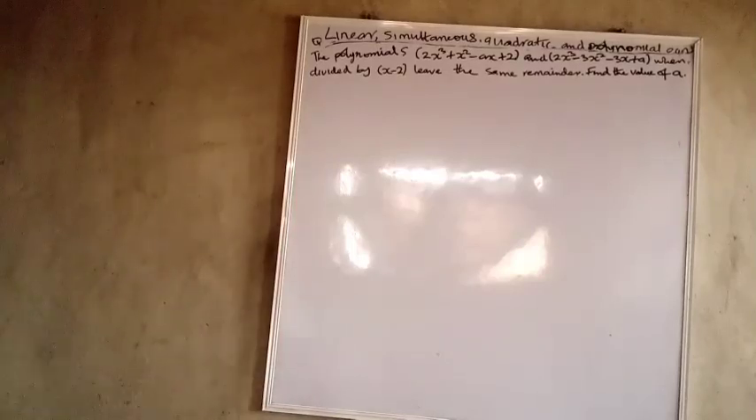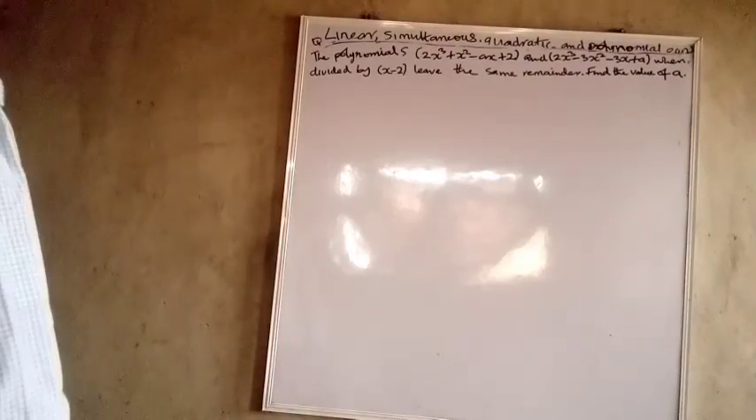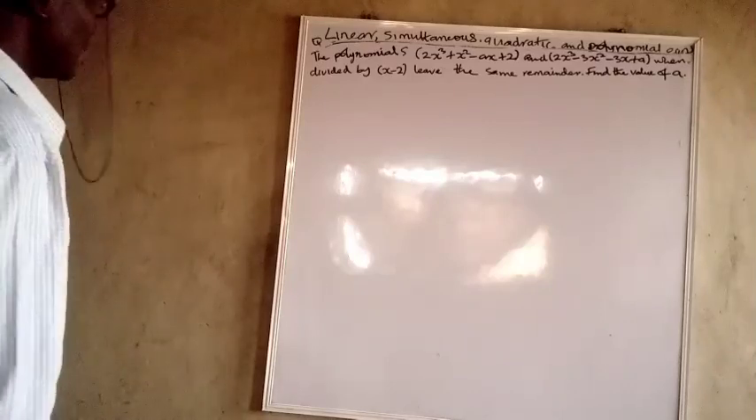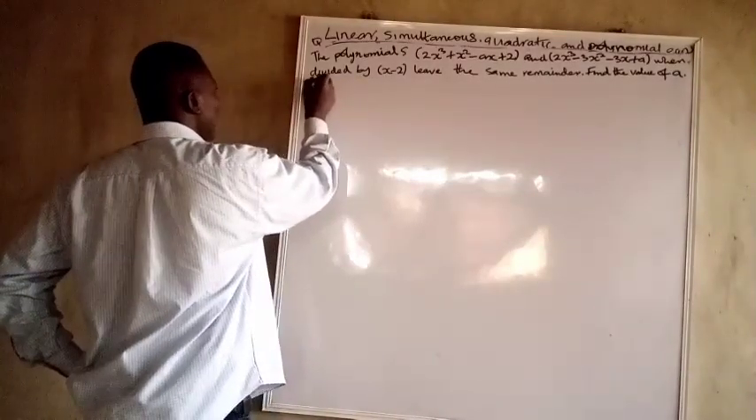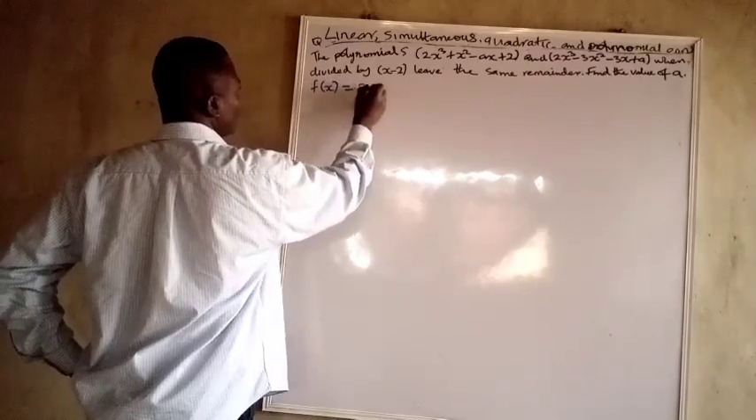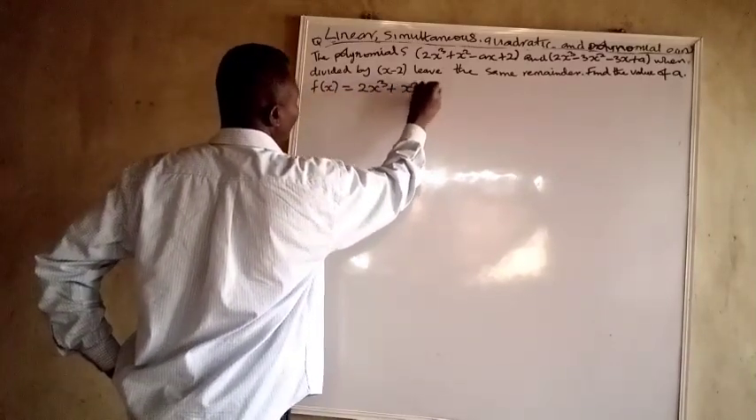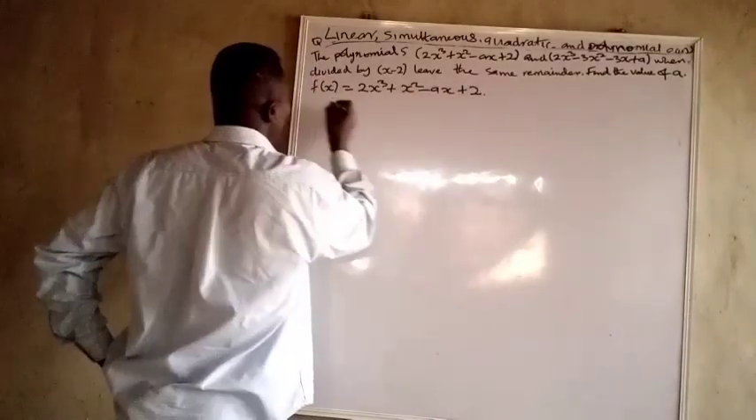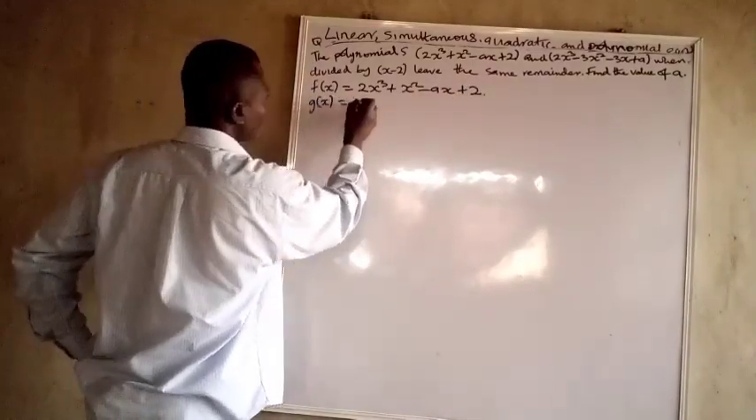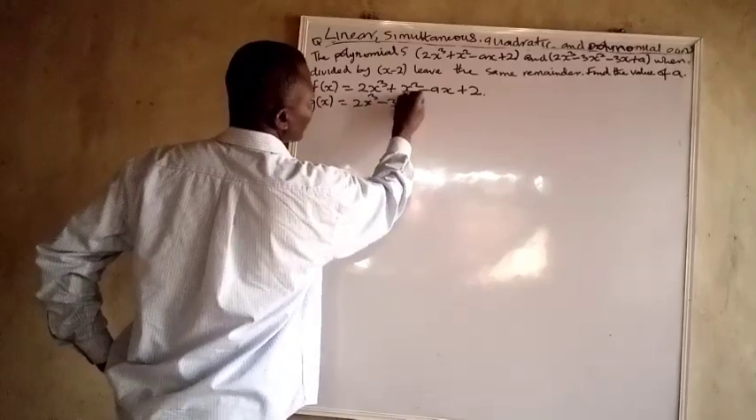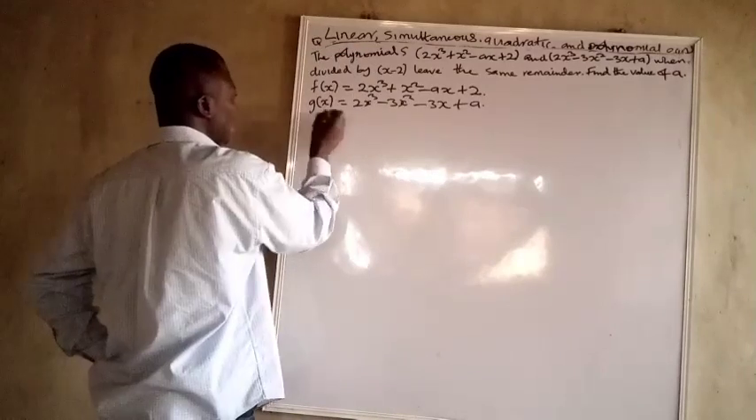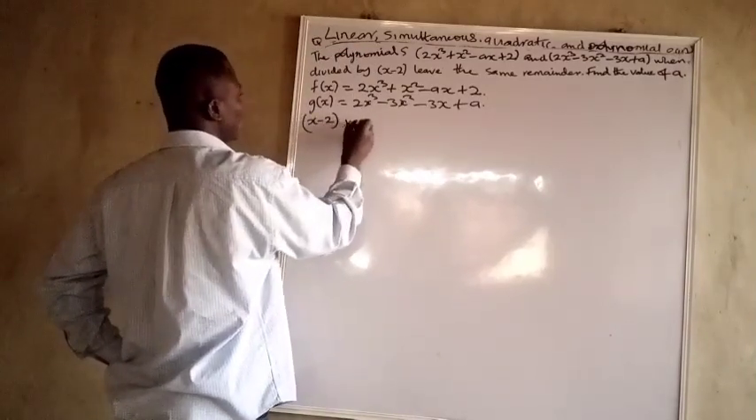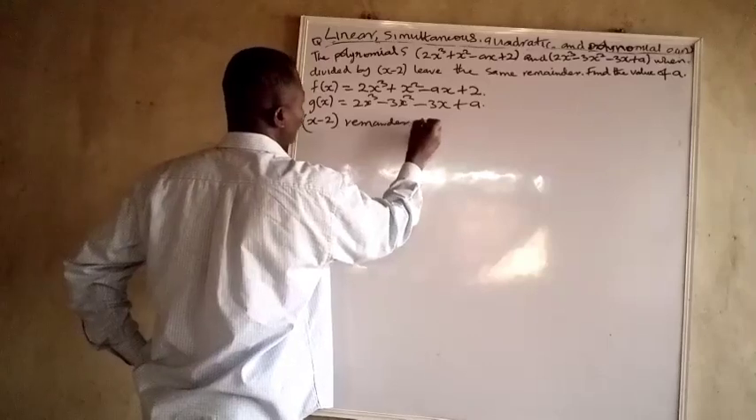The polynomials 2x^3 + x^2 - ax + 2 and 2x^3 - 3x^2 - 3x + a, when divided by x - 2, leave the same remainder. Find the value of a. So the first polynomial, let's call that one f(x), is equal to 2x^3 + x^2 - ax + 2. And the second one, let's call it g(x), is equal to 2x^3 - 3x^2 - 3x + a. And we are told that when divided by x - 2, the remainders are the same.